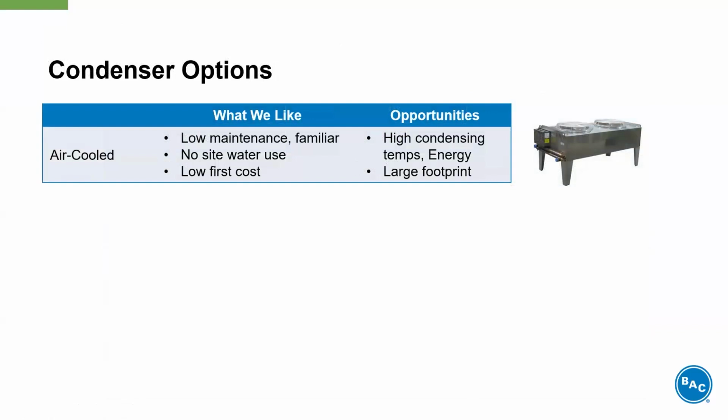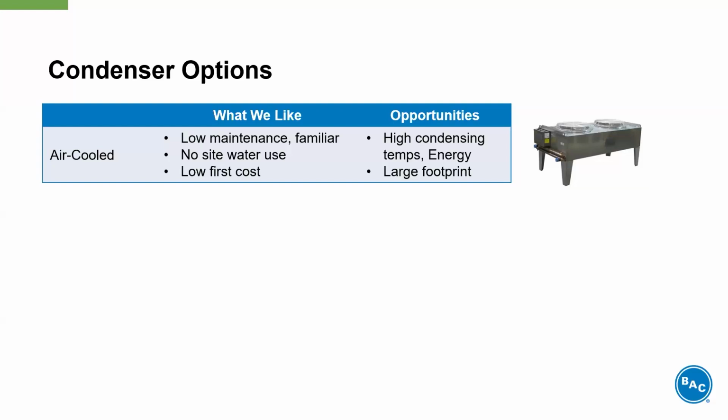So now we're going to jump into what the main condenser options are and discuss the pros and cons of each. So air-cooled is the most common. It's a relatively simple and familiar piece of equipment. Most HVAC and refrigeration technicians are going to be very comfortable working and maintaining this piece of equipment. So for that reason, it has relatively low maintenance requirements compared to the other options. There's no water used at the site, and they typically are the lowest first cost option available.